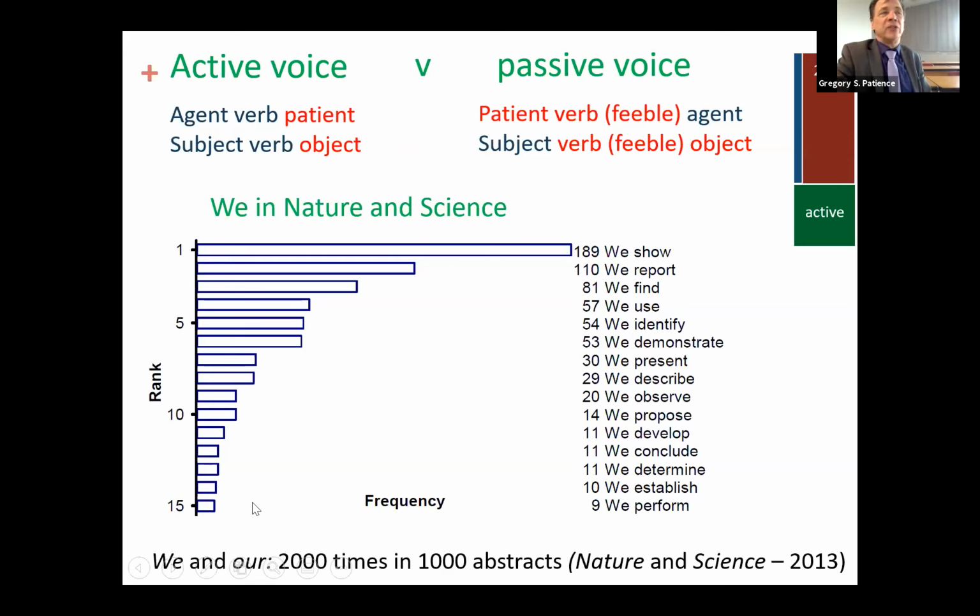What I did was I looked at, in 2013, the top 500 cited articles in Science and Nature, and I counted how many times they used we or our. And in their abstract, they used it 2,000 times. So we is allowed, and Nature and Science insisted that people use the word we on the third sentence. The abstract was, the first sentence was context, the second sentence was the problem, and the third sentence was admitting what you did. Admit you did it, okay? So we show, we report, we find, they do say we use, okay?